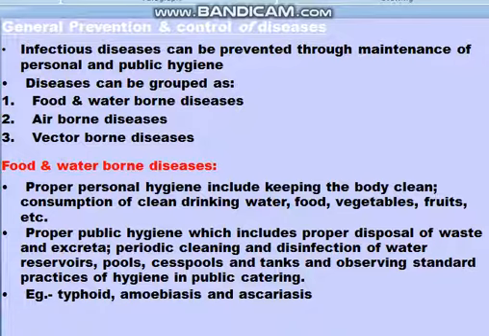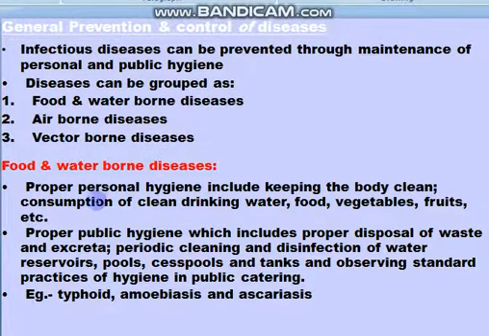So these are certain diseases which we have discussed today. There should be some general prevention and control to protect ourselves from the diseases. For example, infectious diseases can be prevented through maintenance of personal and public hygiene. For studying the general prevention and control of diseases, we can divide the diseases into three groups. First is food and waterborne diseases, second is airborne diseases, and third is vector-borne diseases.